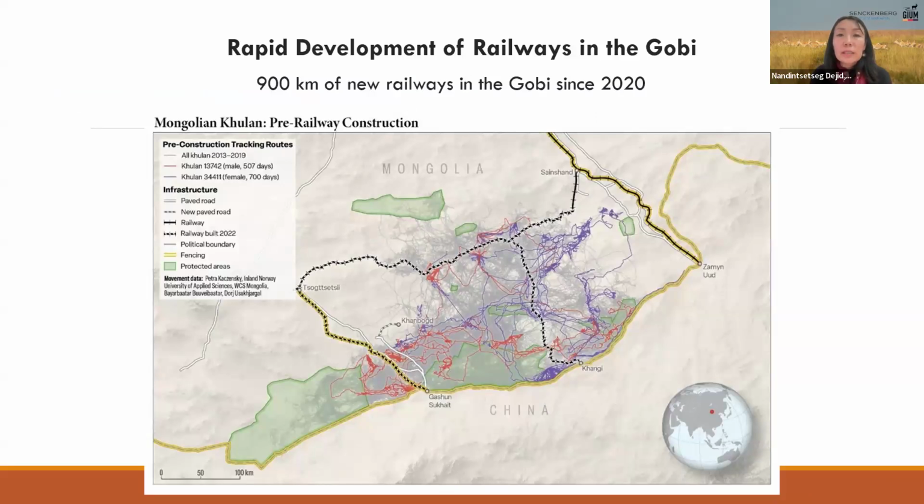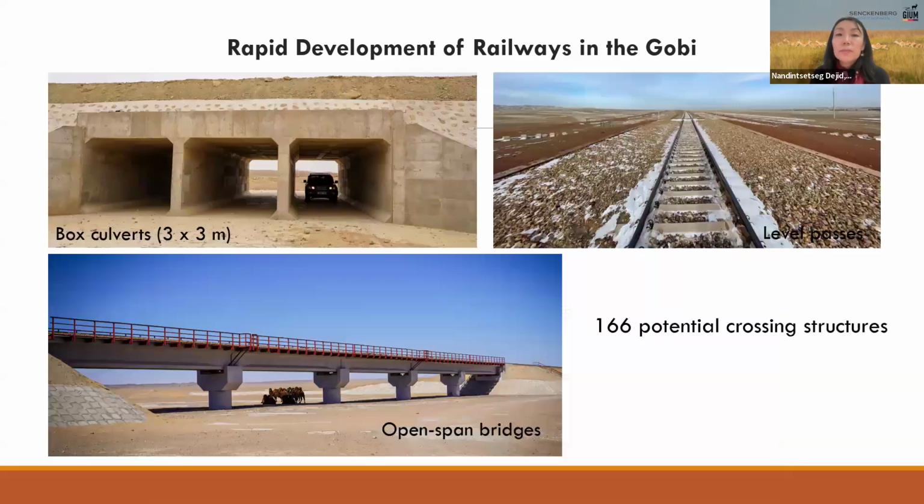But recently, there is rapid development, especially linear infrastructure development, happening in the Mongolian Gobi Desert, especially in the southern part of the Gobi. For example, during the COVID time, in 2 years, 900 kilometers of new railways were constructed across the core range of Kulan habitat and also Goitre gazelle. But the key question is whether those railways are permeable and whether any wildlife-friendly crossing structures exist.